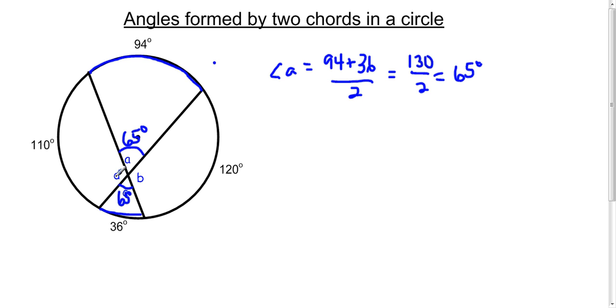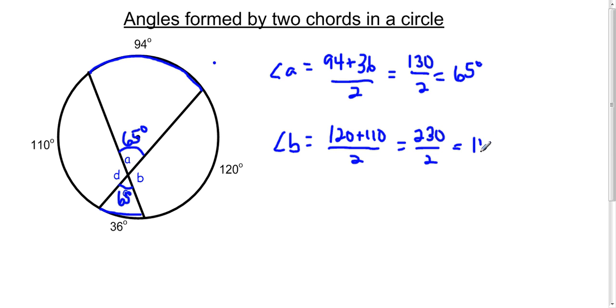For B and D, well, there's a couple ways. You can just say, well, I know that A and B are supplementary, so they have to add up to 180. So you just do 180 minus 65. That would probably be the smart, easy thing to do. But if we're getting some practice here, if I want to figure out angle B, I would do the same thing. I'd take 120 plus 110 and divide it by 2. This ends up being 230. So half of 230 is 115.